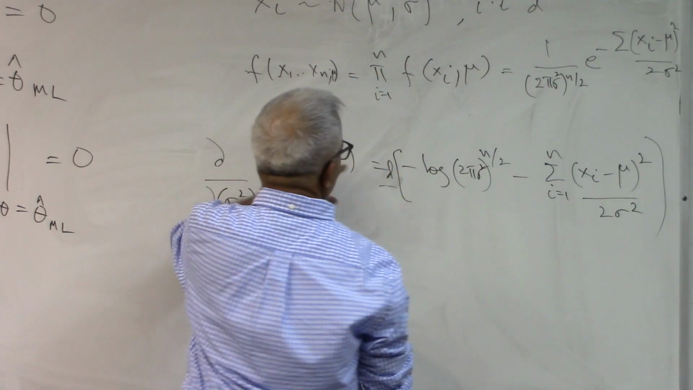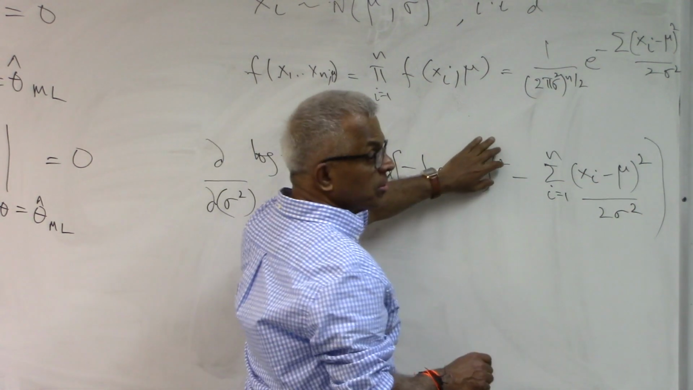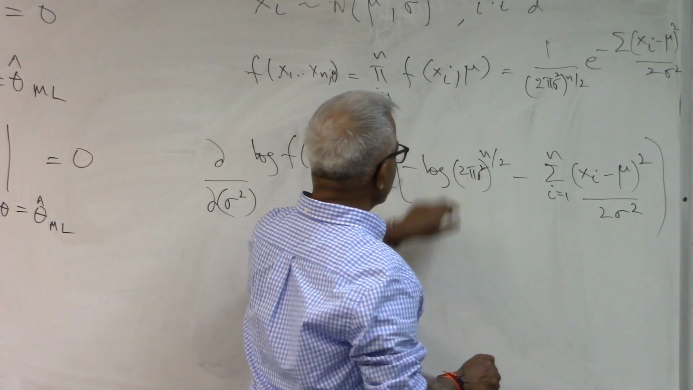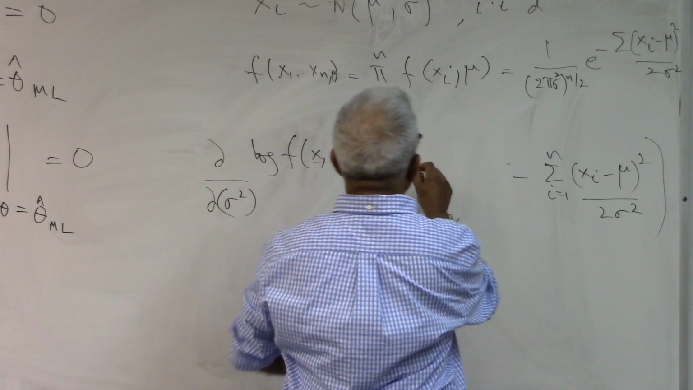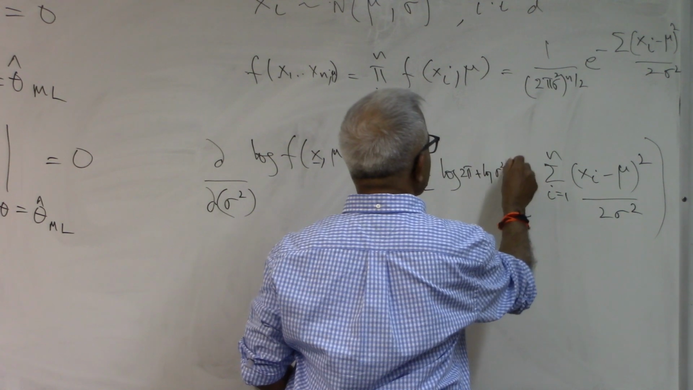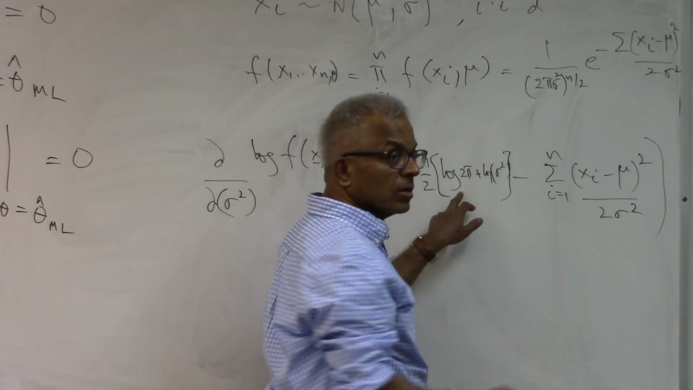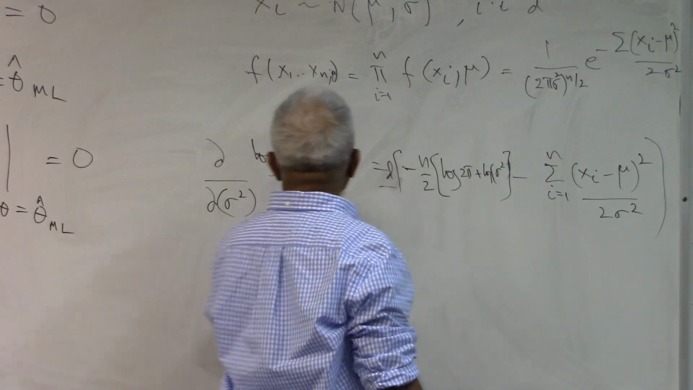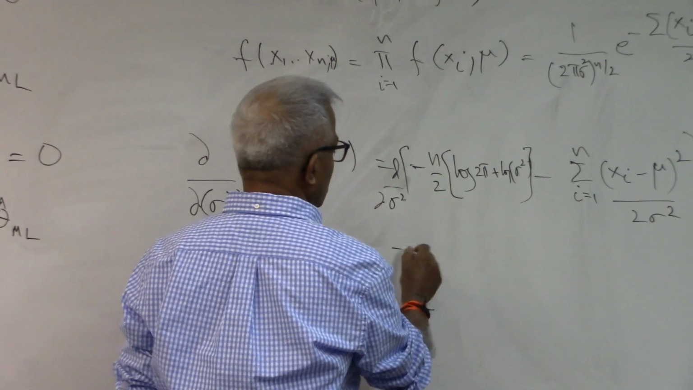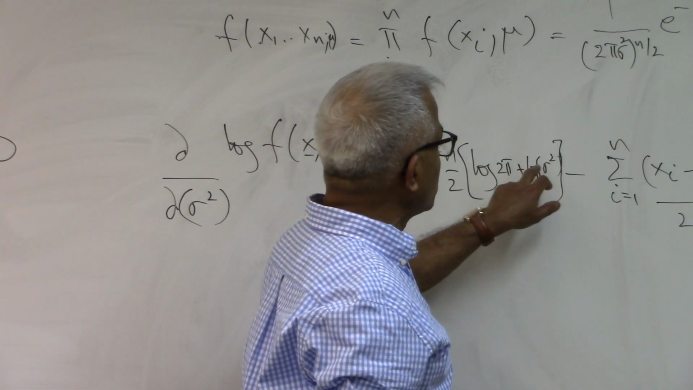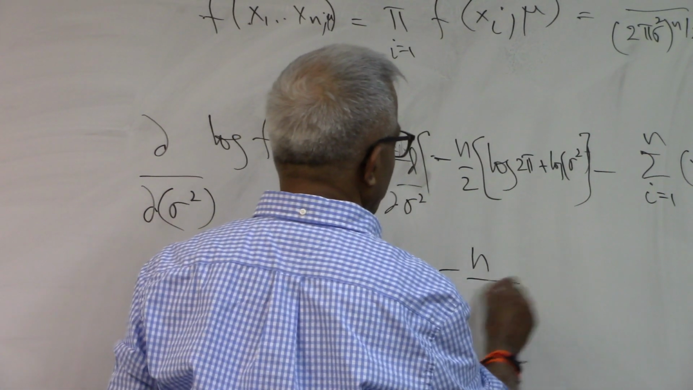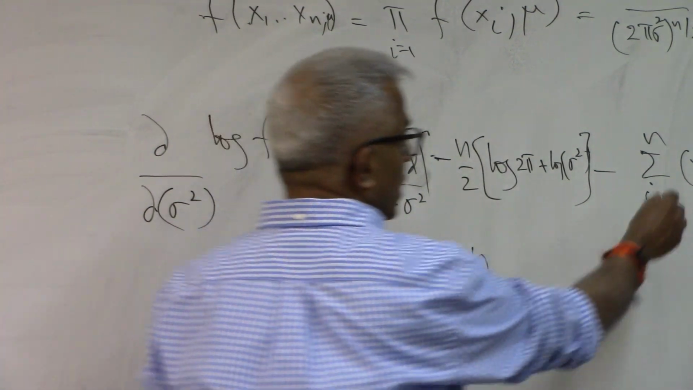Now if you take the derivative with respect to sigma squared, do you remember this term also turns out to be important? Let's rewrite this term. This was minus n by 2 times log 2 pi plus log sigma squared, right? If I take the derivative with respect to sigma squared, think of sigma squared as one variable y. So what's the derivative of the log term, minus n by 2 over sigma squared, right? And here you get what?